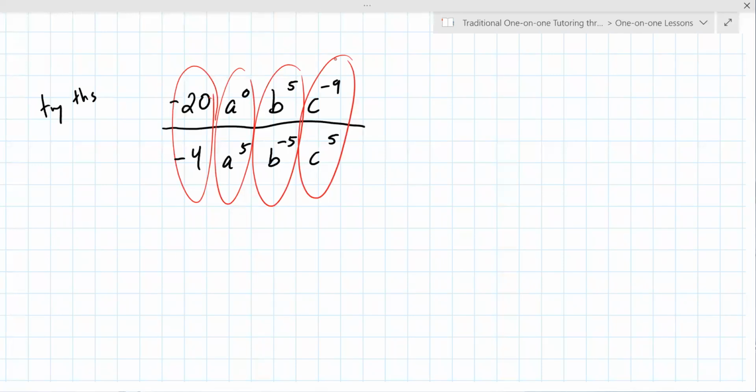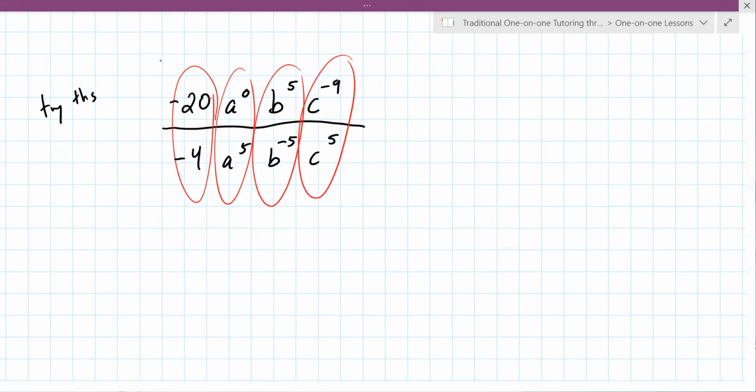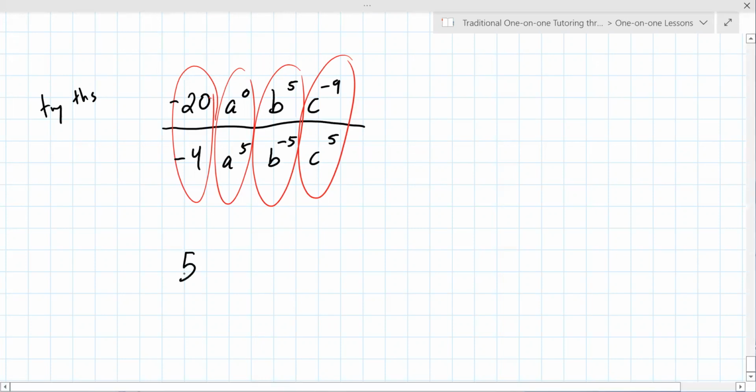I got 5 for the first one, and then -5, 10, -14. So a to the -5, b to the 10 you said, and then c to the -14. Yeah. Good. Okay, now could you write it with only positive exponents?